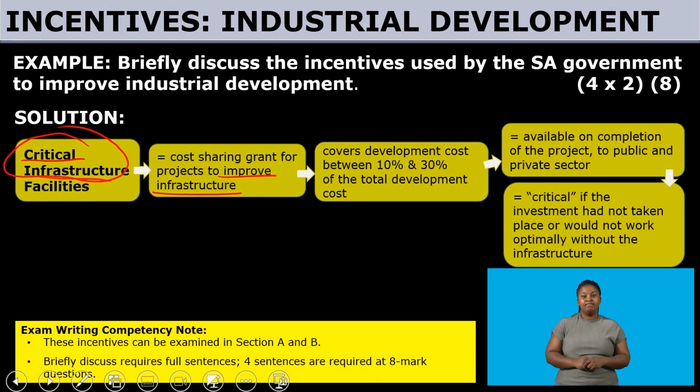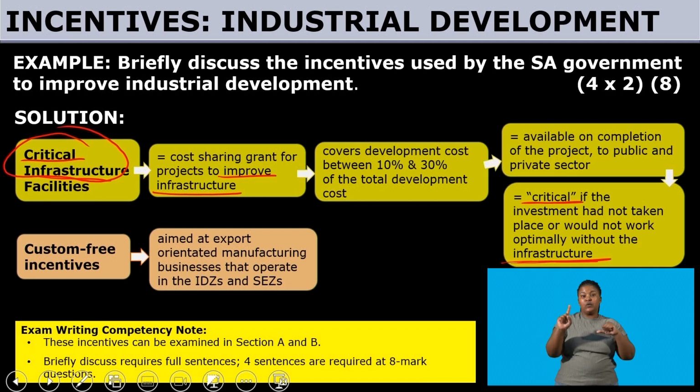So when is it deemed critical? It is deemed critical if the investment had not taken place or would not work optimally without the what? Without the infrastructure itself.